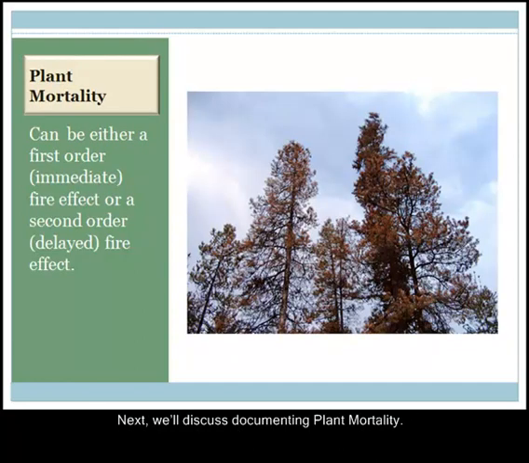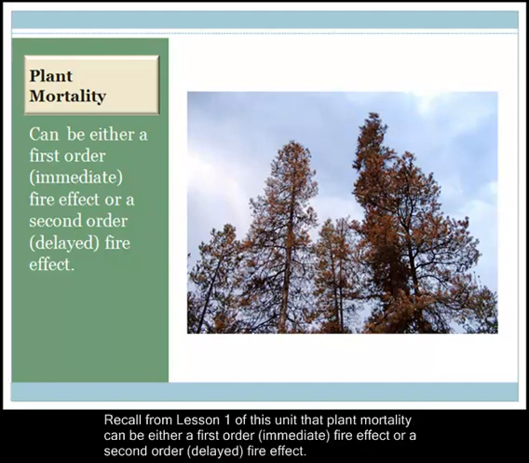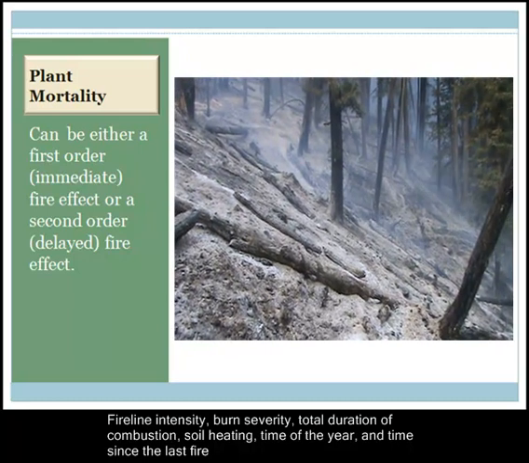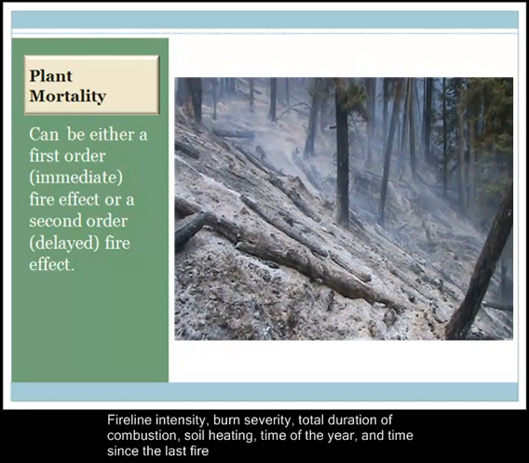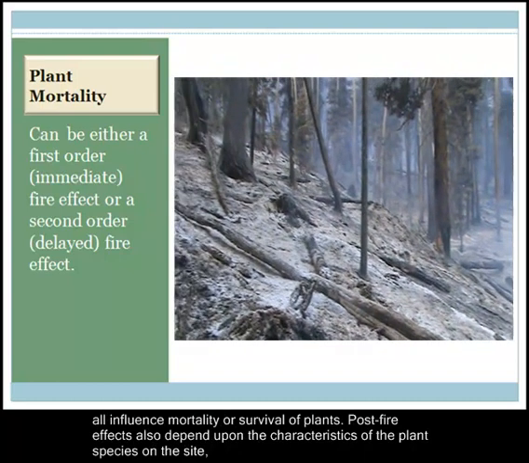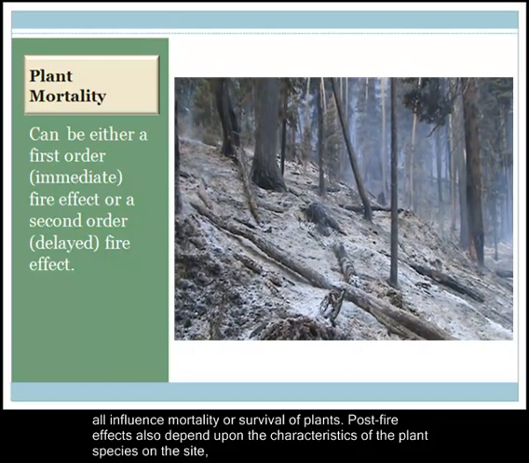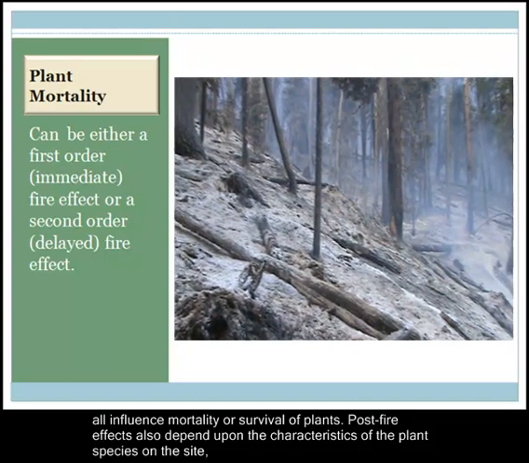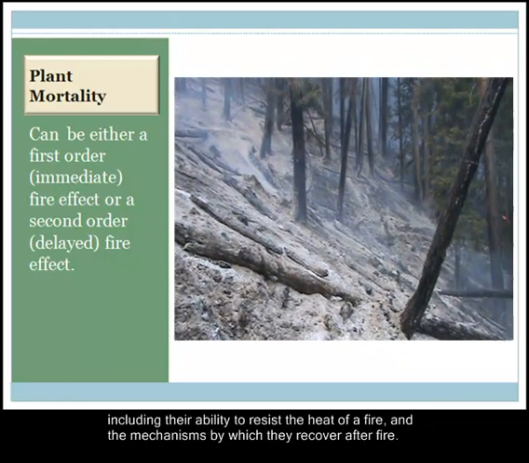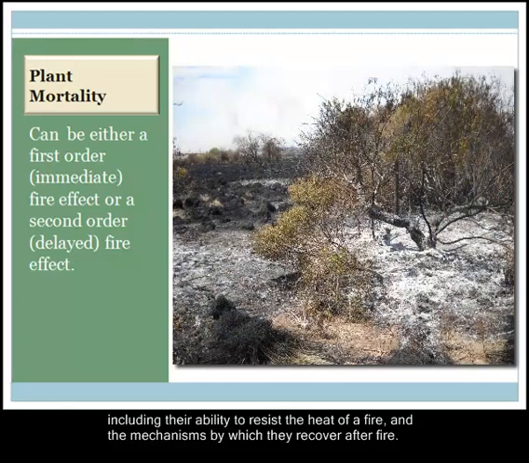Next, we'll discuss documenting plant mortality. Recall from Lesson 1 of this unit that plant mortality can be either a first-order, immediate fire effect, or a second-order, delayed fire effect. Fire line intensity, burn severity, total duration of combustion, soil heating, time of the year, and time since the last fire all influence mortality or survival of plants. Post-fire effects also depend upon the characteristics of the plant species on the site, including their ability to resist heat of a fire and the mechanisms by which they recover after fire.